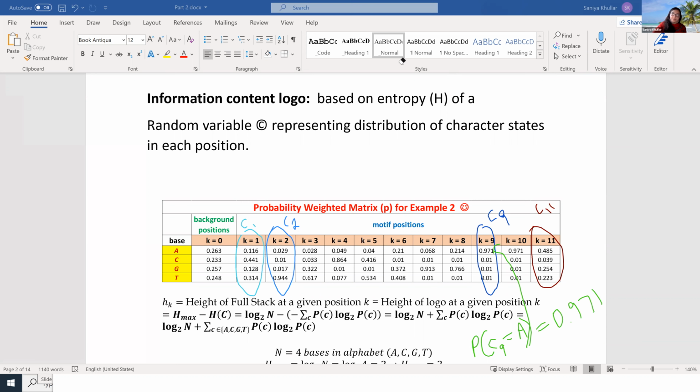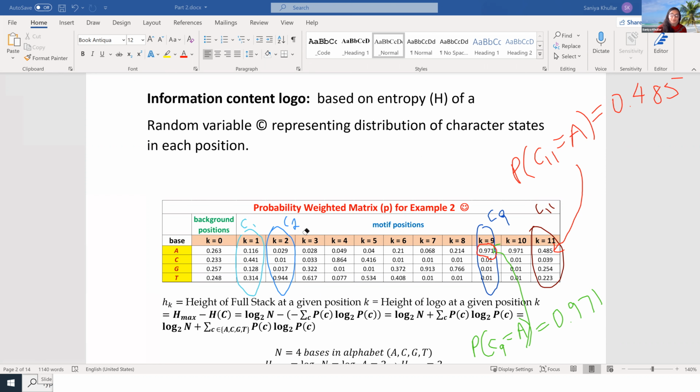And similarly, this is saying that the probability here that C11 equals A is going to be a lot smaller, which is 4.85. So we say, oh man, this is really high. We would really probably expect a high information content here, because this value 0.971 is almost definitely going to be an A in that spot. So that's how you interpret what these are here.